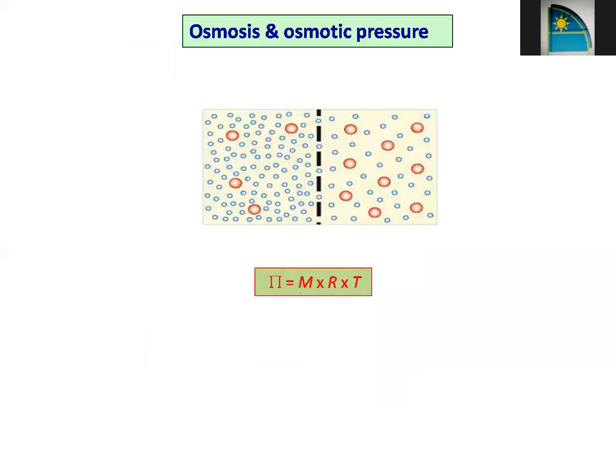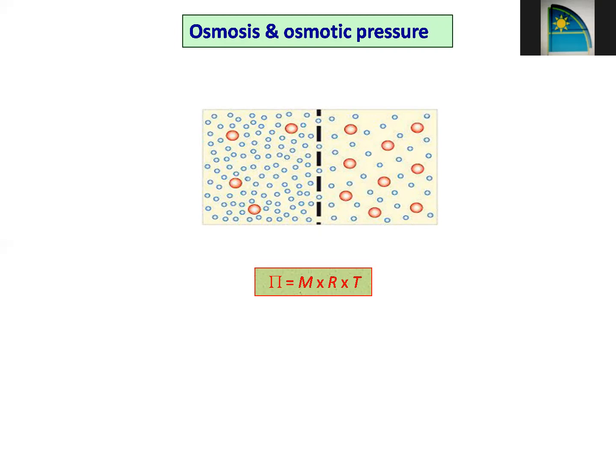Let us learn another colligative property, which is osmosis, and which causes some kind of osmotic pressure. Now the definition of osmosis is movement of solvent particles from the region where the number of particles is more to the region where the number of particles is less.